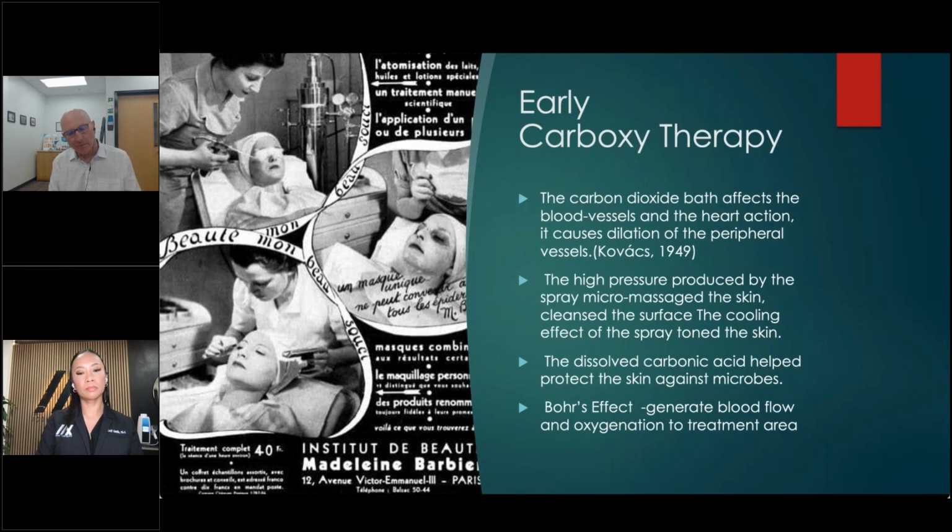But a lot of the early researchers, and the one here I have is from an article by a Dr. Kovacs back in the late 1940s, recognized that there was a change at the surface of the skin as a result of applying these formulations with carbon dioxide. If you talk to estheticians or practitioners in aesthetic medicine from Eastern Europe, a lot of times they bring this up as, oh, we did this all the time.